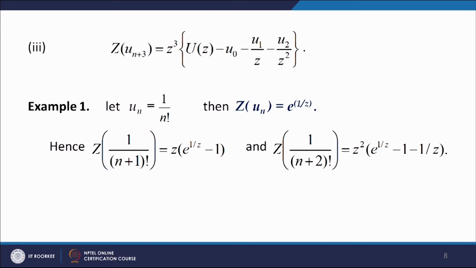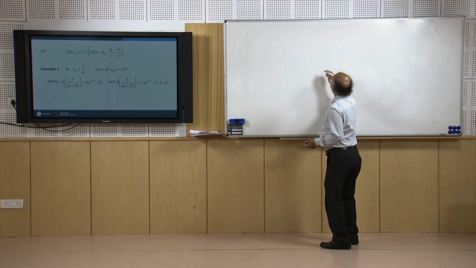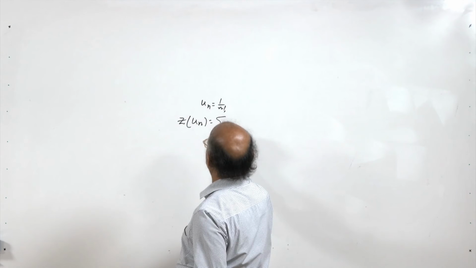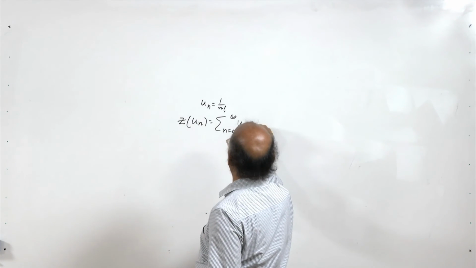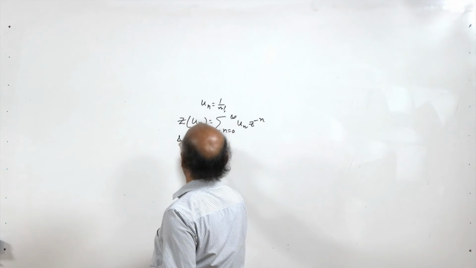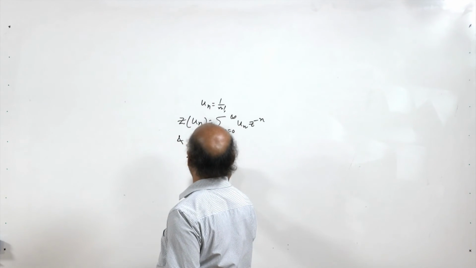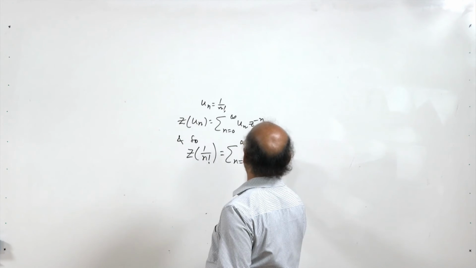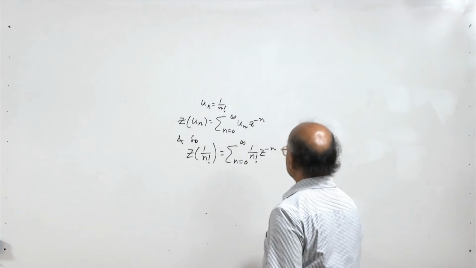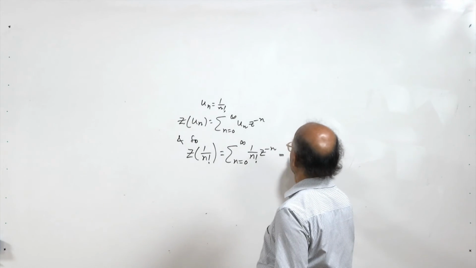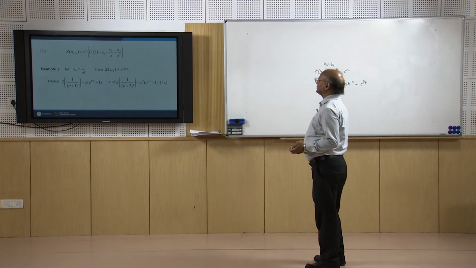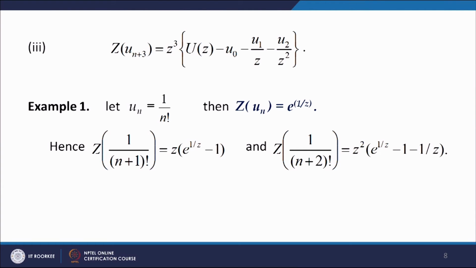Let us take, for example, the sequence u_n to be equal to 1 by n factorial. So, when u_n is 1 by n factorial, the z transform of u_n is equal to sigma n equal to 0 to infinity u_n z to the power minus n, and so the z transform of 1 by n factorial equal to sigma n equal to 0 to infinity 1 by n factorial z to the power minus n, and we know that this is nothing but the Maclaurin series expansion of the function e to the power 1 by z. So, we get the z transform of the sequence u_n equal to e to the power 1 by z, and hence the z transform of 1 over (n+1) factorial.